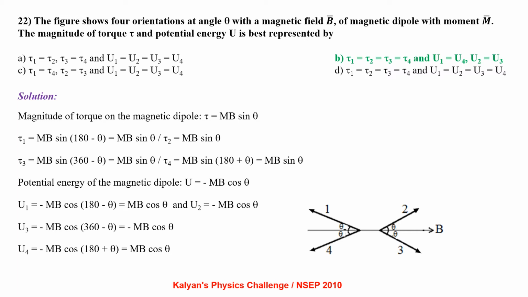Coming to potential energy of the magnetic dipole, U equals minus mB cos theta. So U1 equals minus mB cos (180 minus theta). U2 equals minus mB cos theta. U3 equals minus mB cos (360 minus theta). U4 equals minus mB cos (180 plus theta). So the second option is the correct one.